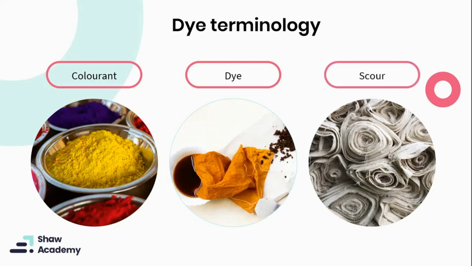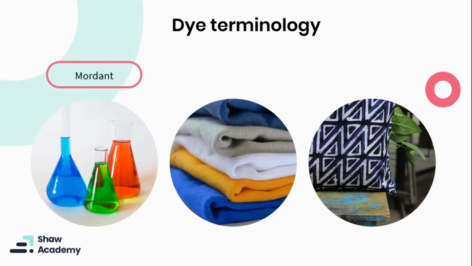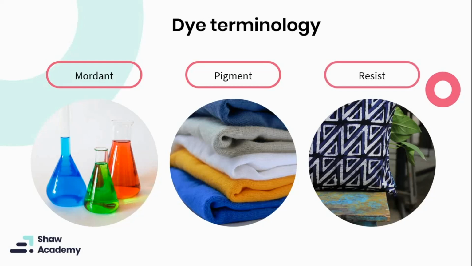Score, so to score your fabric just means that you are cleaning your fabric, preparing it for the dye process. The next funky word is mordant. Now a mordant is a fixative which enables the dye to adhere to the textile. Pigment, well, this is a colorant that adheres to the surface of the fibers. And then resist. This is a process by which areas of your textile are protected from the actions of the dye. This means that that protected area won't have any pigmentation.